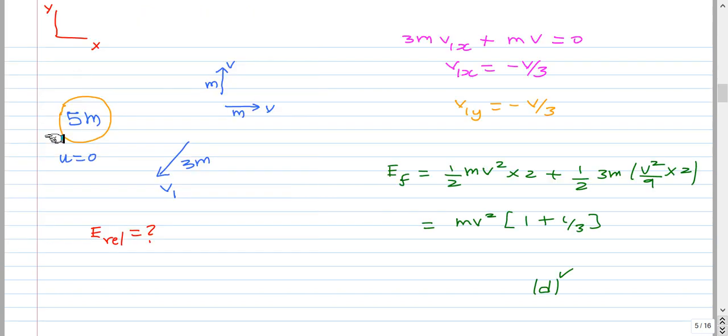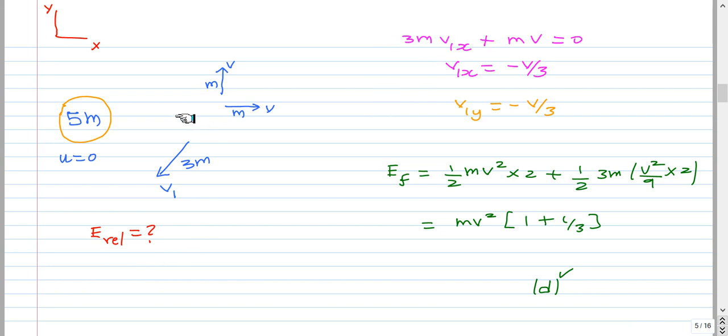Initially the mass is 5m, and after breaking up, two of the masses are moving perpendicular to each other with velocity v, and the remaining mass, which is 3m, will move in this direction so that the momentum of the system is conserved. Initially the momentum is 0 because the initial mass is at rest. We have to find the energy released.